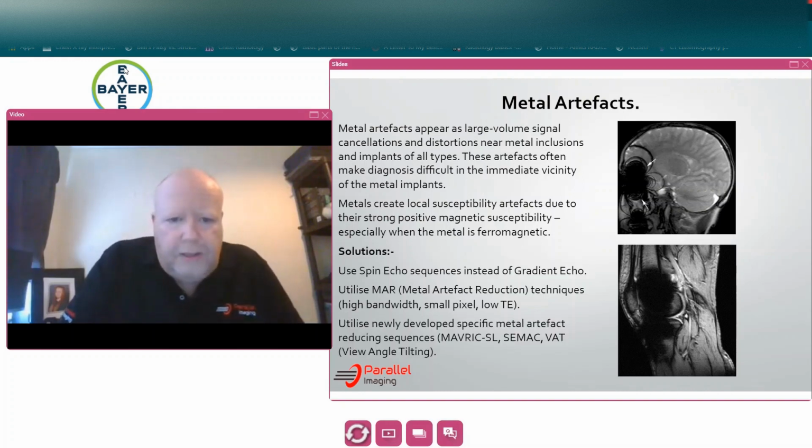And there are newly developed specific metal artifact reducing sequences. So you've got MAVRIC SL on GE, SEMAC on your Siemens, and view angle tilting on your Philips. And these are specific sequences that have been developed to reduce the metal artifact. They are not to be confused with a metal artifact reduction technique, which is a technique as opposed to a sequence.